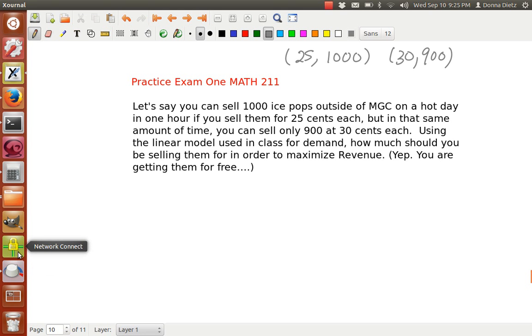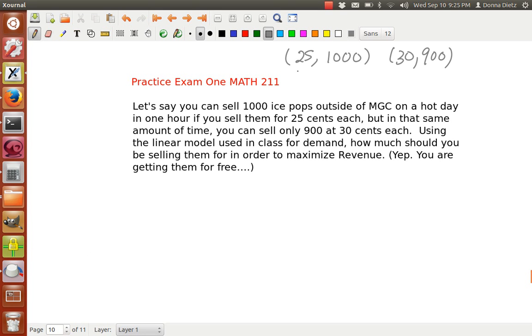Now I realize this is a little bit silly because demand and price don't vary smoothly at these price levels. You may sell a lot of something for a quarter, and then if somebody has to pull out a nickel and a quarter, then they don't care. They don't want to buy the thing.